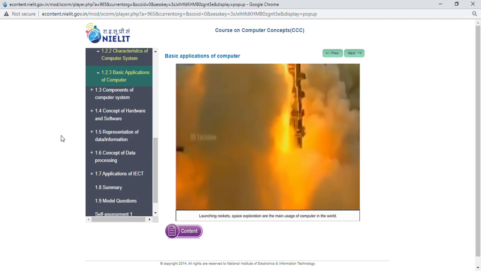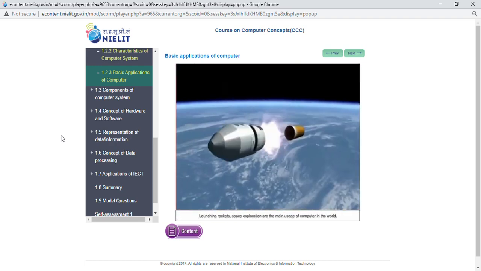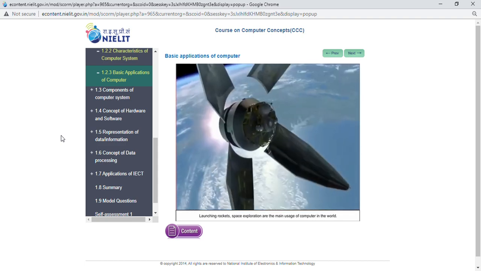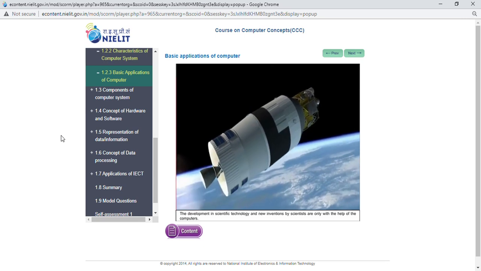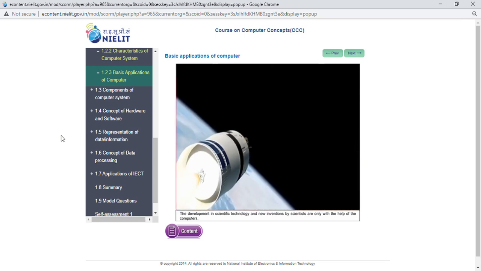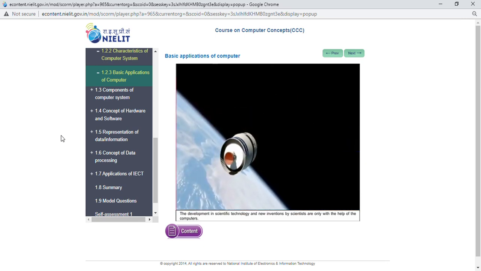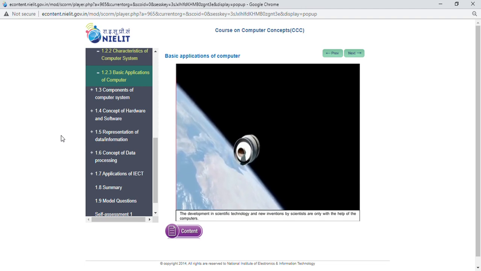Launching rockets and space exploration are the main usage of computers in the world. The development in scientific technology and new inventions by scientists are only with the help of computers.